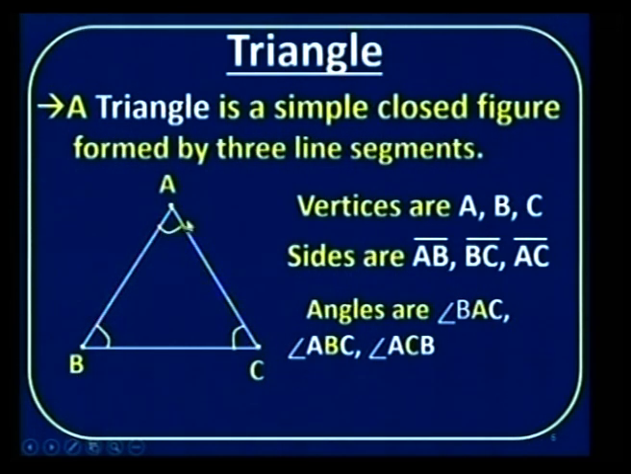So, this angle is called angle BAC, or in simplified form we can call it angle A. Next, angle ABC. So, this angle is called angle ABC, and what is the last one? That is ACB. So, we have 3 angles, 3 sides and 3 vertices in a triangle.